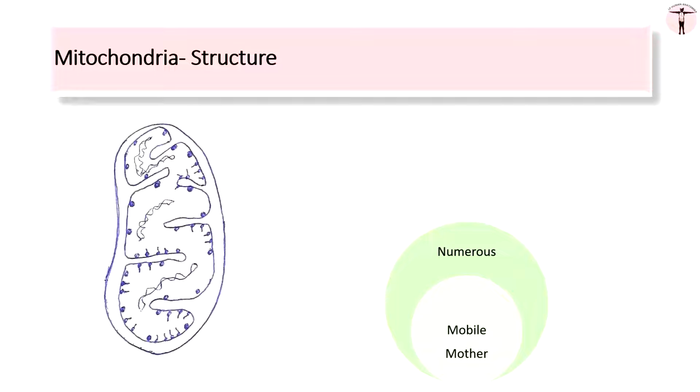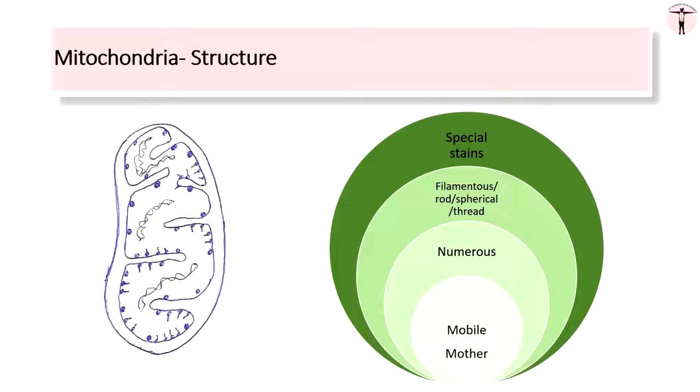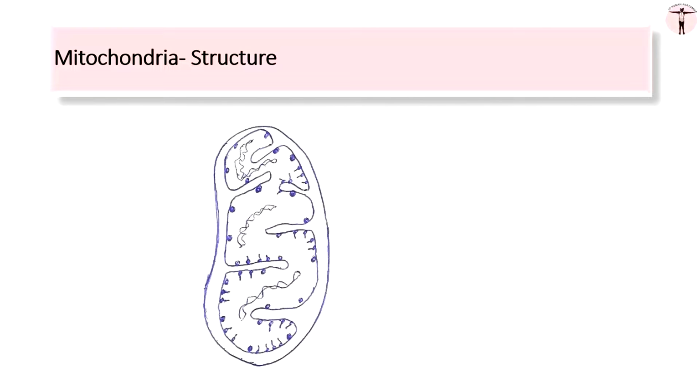Each active cell presents numerous mitochondria, which are vesicular membrane-bound bodies. They are in the form of either filamentous, rod, spherical or thread-shaped structures. These bodies can be seen under a light microscope after staining with special stains.